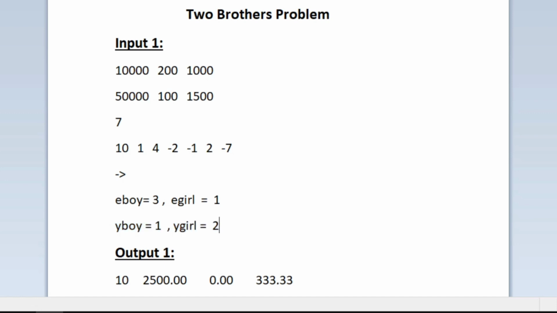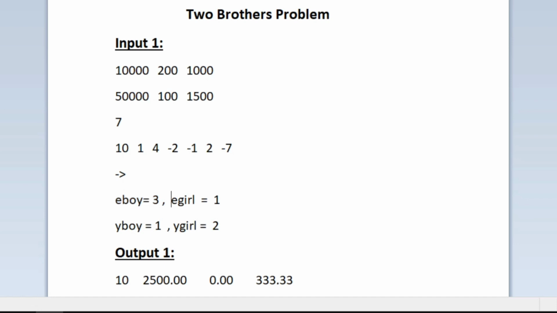If the integer is even, it means that the child belongs to the elder brother. If it is even and positive, then it is a boy, and if it is even and negative, then it is a girl. So first let us calculate the boys. Even and positive: the integers 10, 4 and 2. So these are the three integers.